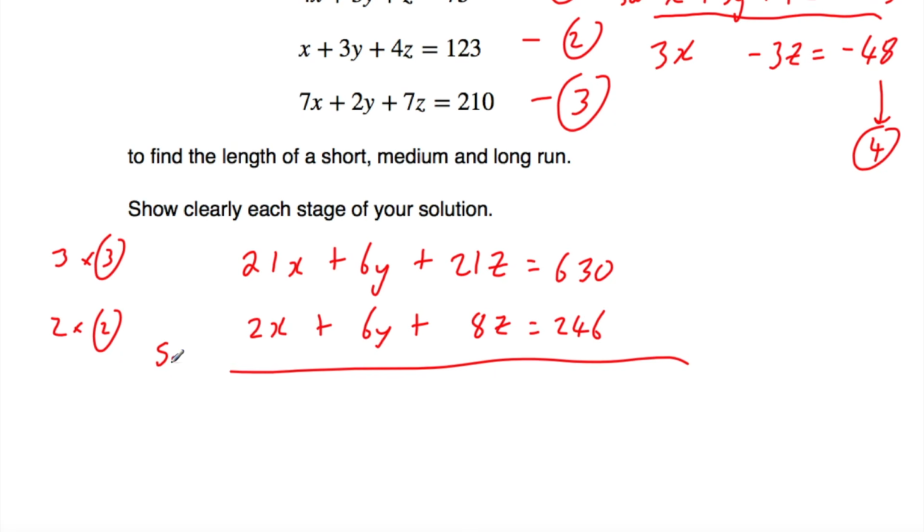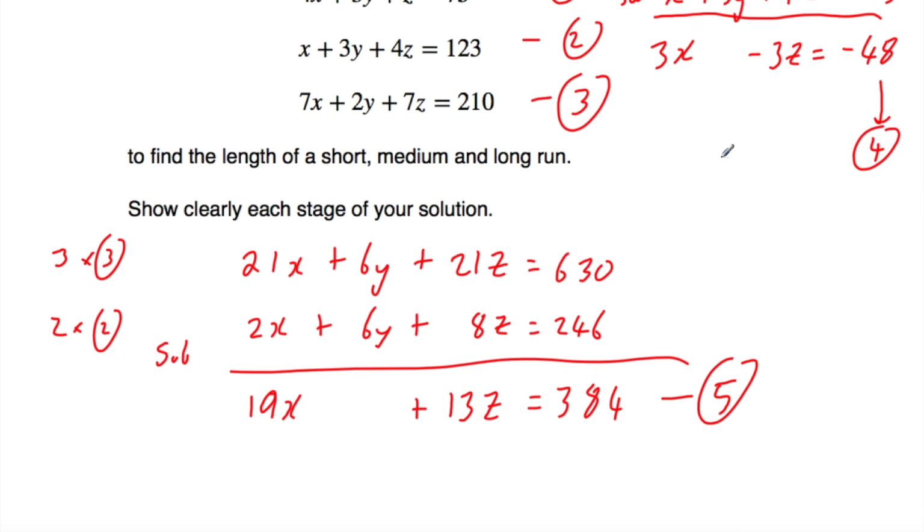And then we're going to take those two equations away from each other. So we're going to subtract there. 21x take away 2x, that's 19x. 6y take away 6y, that cancels out, which is what we want. And then 21z take away 8z, that's 13z. So plus 13z equals, and then 630 take away 246 is equal to 384. So that's equation 5.